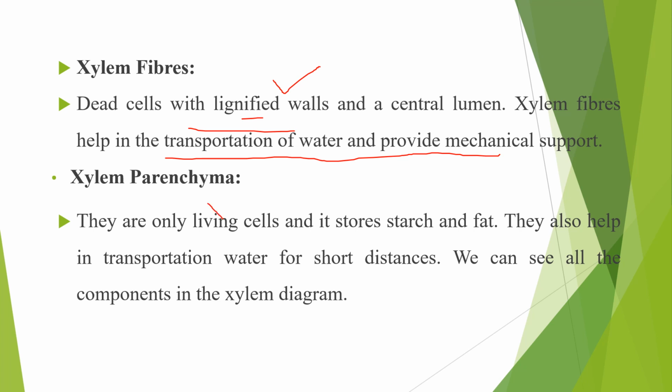Xylem parenchyma is the only living component of the xylem. It stores starch and fat. They help in transportation of water for short distance. We can see all components of xylem in diagrams. So this is the diagram of all the components of xylem: tracheids, vessels, xylem fiber and xylem parenchyma.